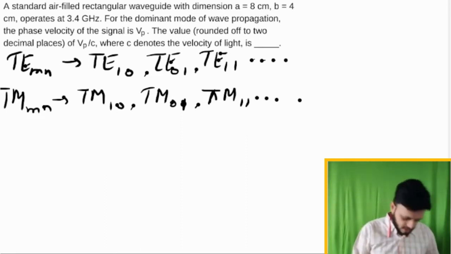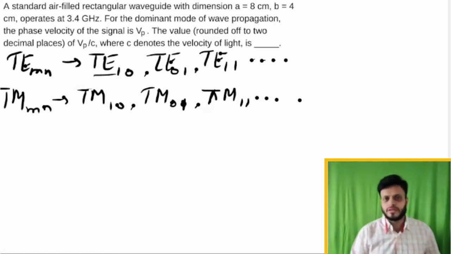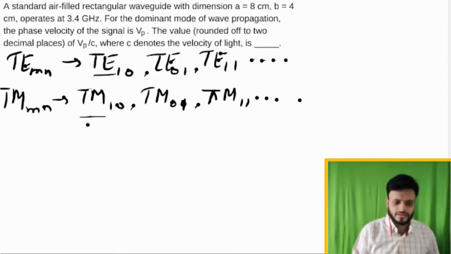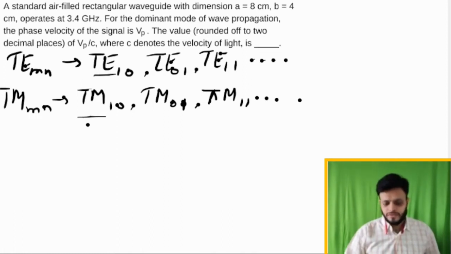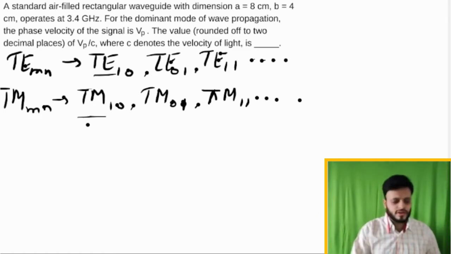So now this TE10 is the lowest combination, followed by, it will increase as you are increasing the nomenclature. In case of TM, again TM10 is the lowest nomenclature. So now let us see which of these modes are valid and which are not valid modes. For this we will just have a quick glance.